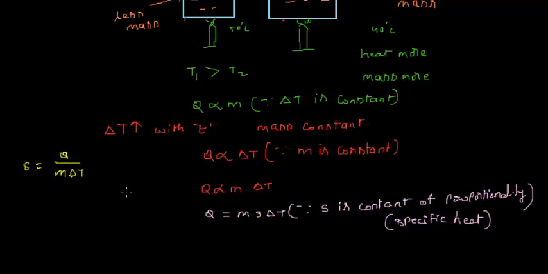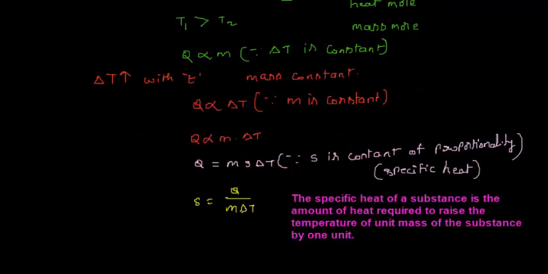The specific heat of a substance is the amount of heat required to raise the temperature of unit mass of a substance by 1 unit. The units of specific heat are, in CGS system, calories per gram degree centigrade, and in SI system, joules per kg Kelvin.